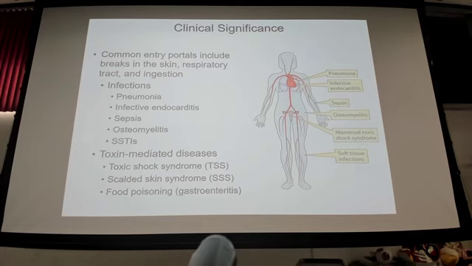TSST-1, toxic shock syndrome toxin 1. Good job. What about scalded skin syndrome? What's the primary toxin associated with that? Exfoliating, yeah, exactly. Those are exfoliative toxins. And then the food poisoning form that causes gastroenteritis.